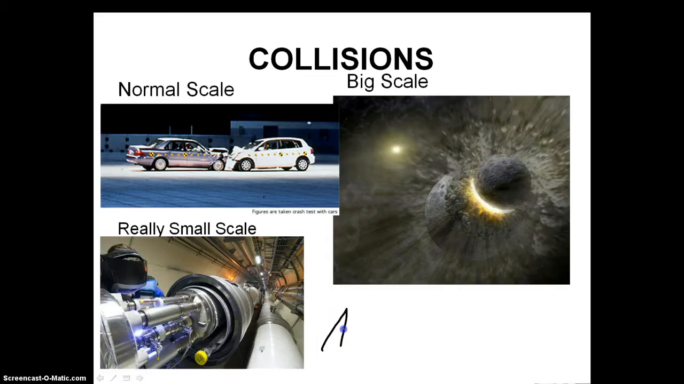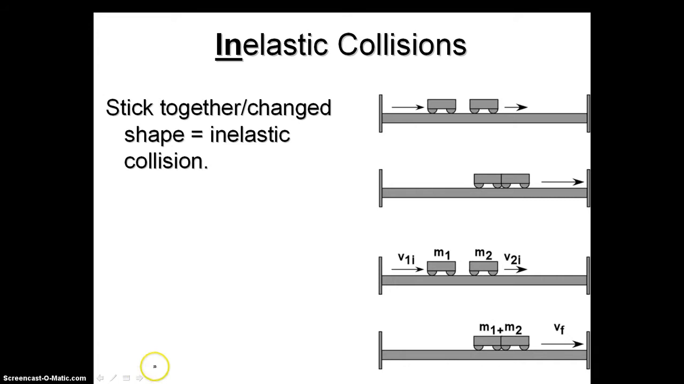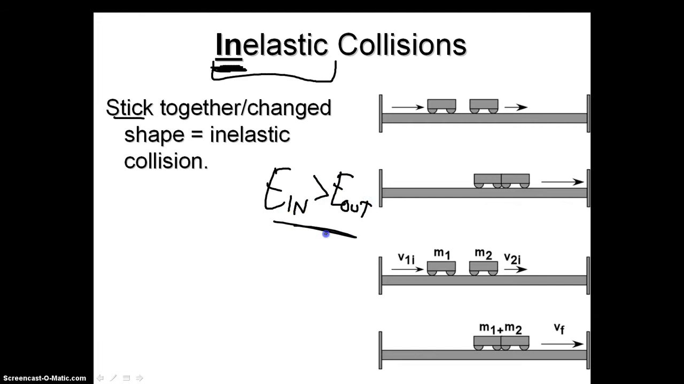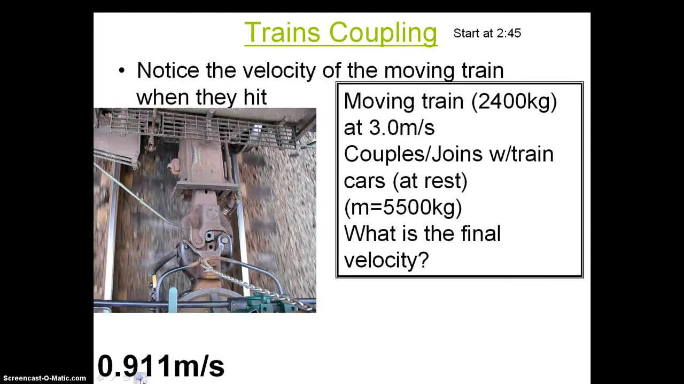This works for all sizes. As we look at large scale and small sizes, momentum is conserved. You can always account for it. There are two types of collisions. Tomorrow we will talk about this. Inelastic. Inelastic is when they stick. There's deformation. Energy in is always greater than energy out. We will actually do that in the lab tomorrow.